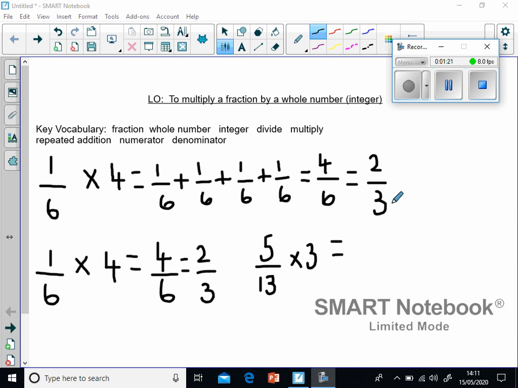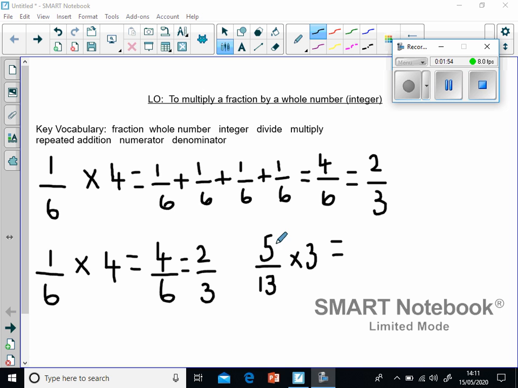Now, the method I want you to use when you're solving these calculations today is 1/6 times 4. You multiply the numerator by the whole number. So 1 times 4 is 4, and then the denominator stays the same. So you get your 4/6, and then in its simplest form is 2/3.